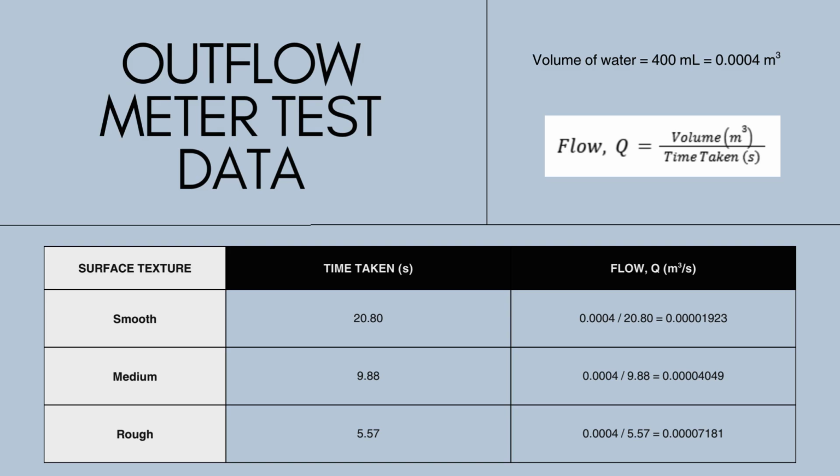For the medium texture, the time was 9.88 seconds, giving a flow rate of 0.00004049 cubic meters per second. For the rough surface, the time was 5.57 seconds, giving a flow rate of 0.00007181 cubic meters per second. These numbers basically show how fast the water flowed on each surface texture.